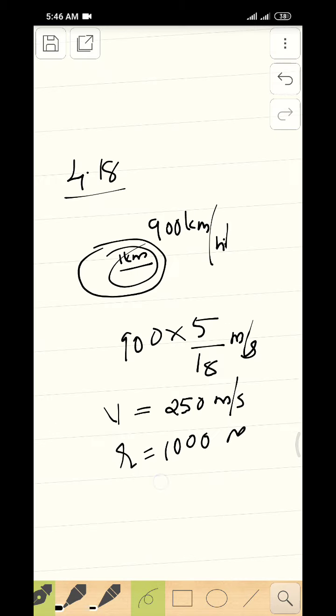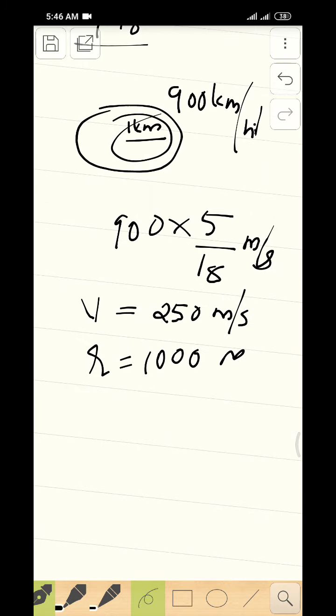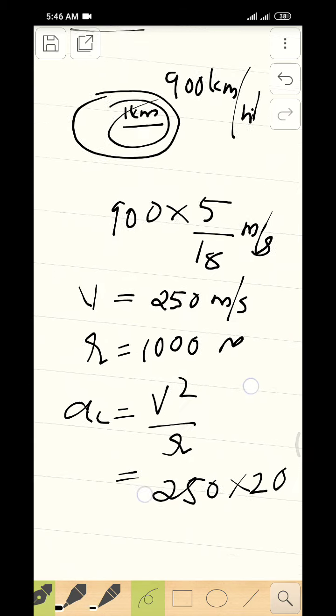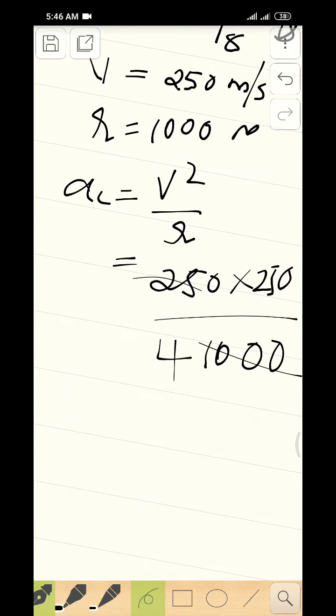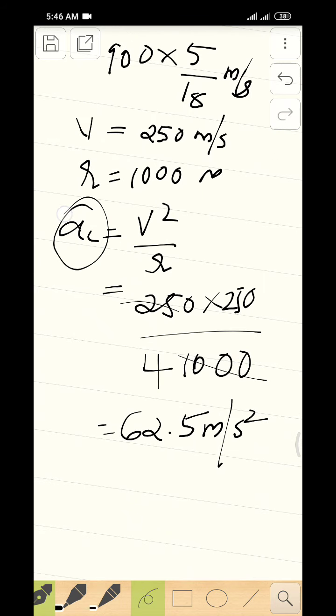Now you have to find out the value of the centripetal acceleration. Centripetal acceleration a_c will be equal to v squared by r, which is 250 into 250 divided by 1000. That is 250 by 4, which is equal to 62.5 meter per second squared. So you have the centripetal acceleration value as 62.5 meter per second squared.